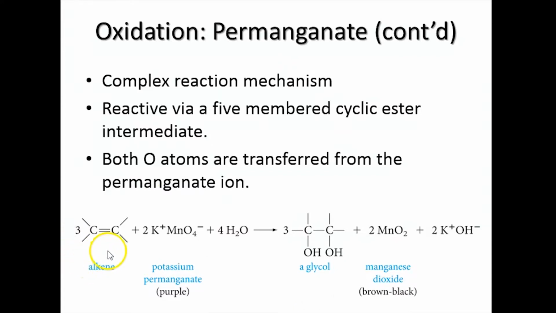But please, let's start with an alkene, and here's potassium permanganate, which is a very nice, dark, rich purple color. In water, the permanganate will add and create a glycol, which is a molecule with 2 OHs. MnO2, again, is a brown precipitate, and KOH. So the acidity or the pH of this reaction will be rather basic.